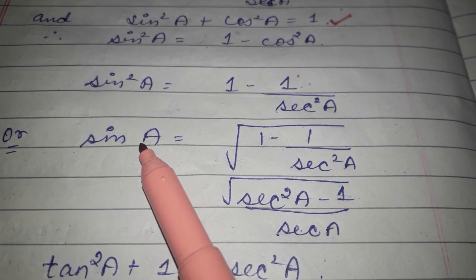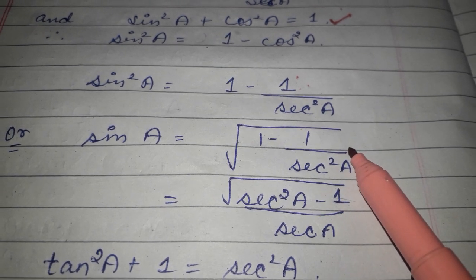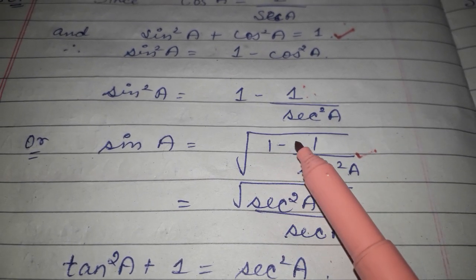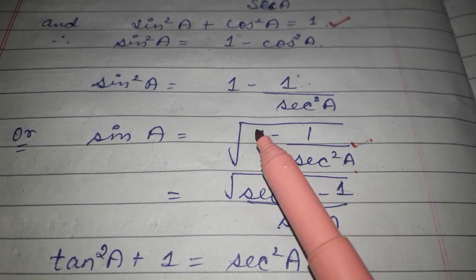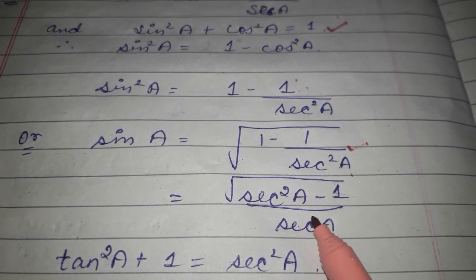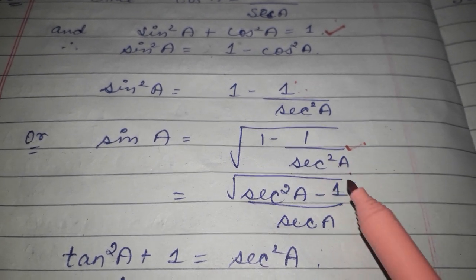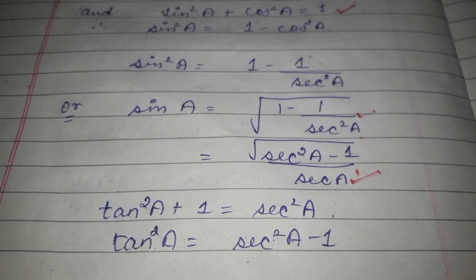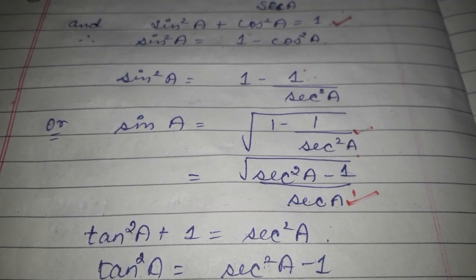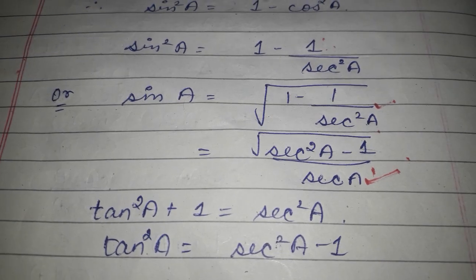Now to remove the square of this sin A, I will take the under root of this term: under root of 1 minus 1 upon secant square A. On taking LCM, it will become under root of secant square A minus 1 upon secant square A, and the under root and square of secant will be cut out, and secant A will be at the end. Okay, so we have represented cos A in terms of secant A, and sin A in terms of secant A.